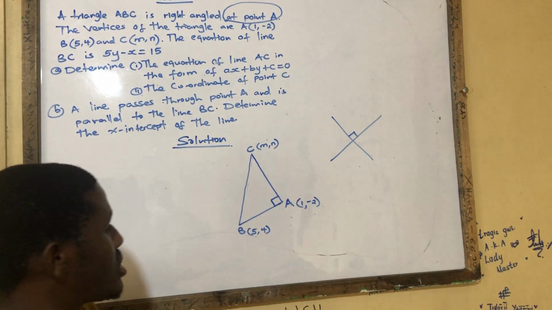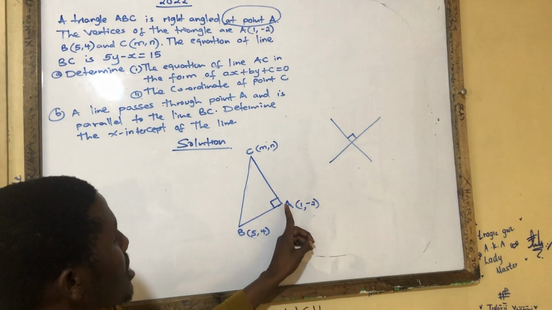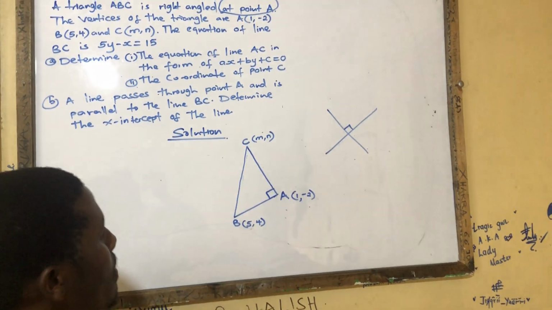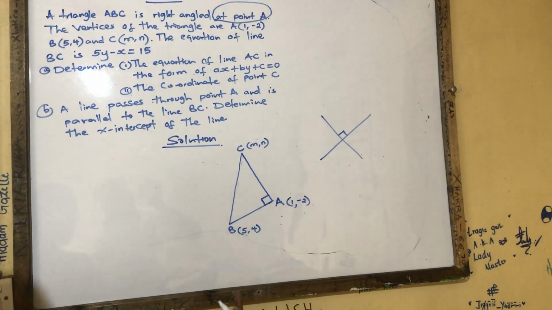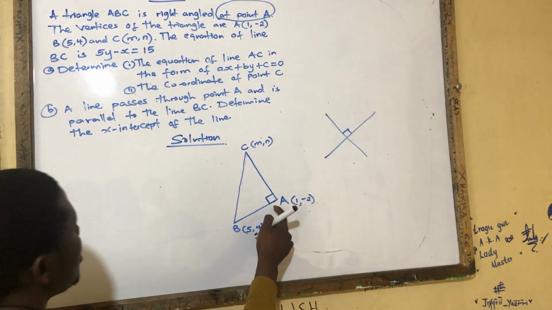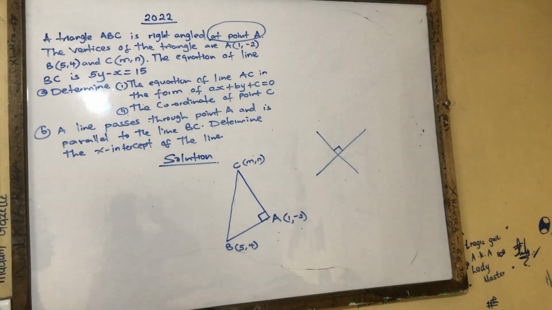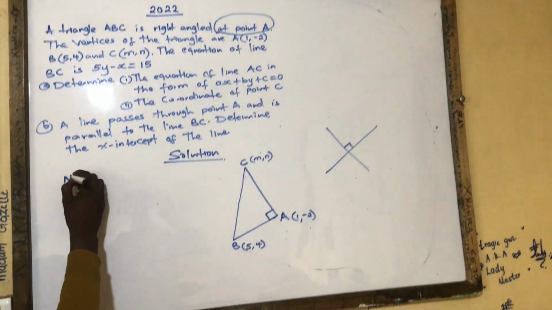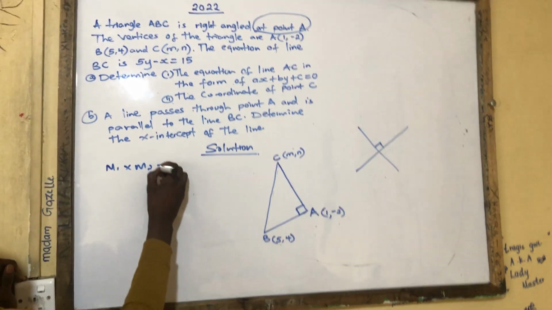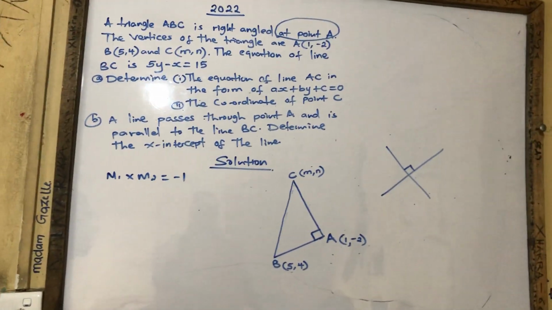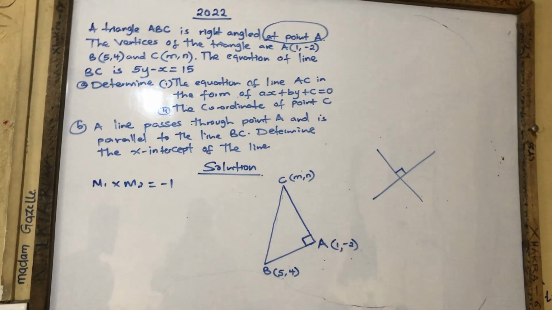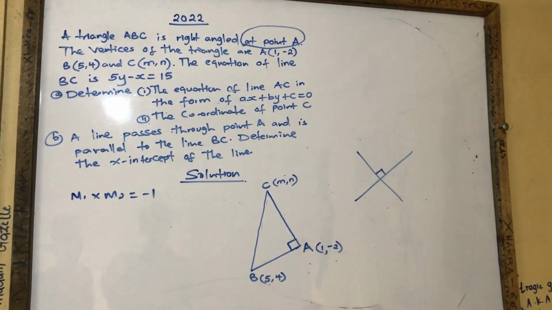So please do take note, because you have said that AB and AC are perpendicular, then we expect that gradient 1 times gradient 2 should give me a product of negative 1. M1 times M2 should give us negative 1. That is what happens whenever two lines are perpendicular.